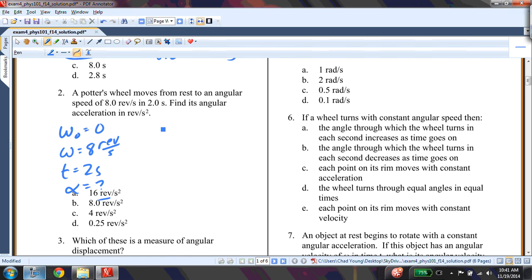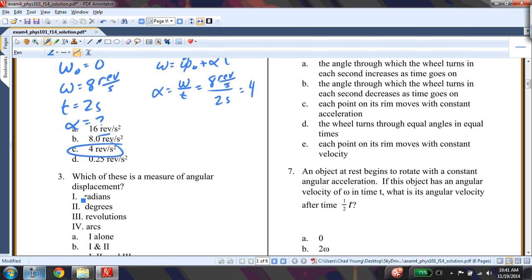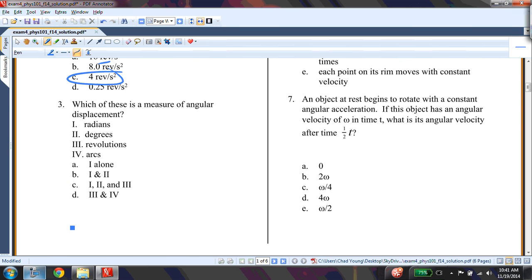I know that omega equals omega naught plus alpha t. So alpha, since this is 0, alpha is just omega over t. That's 8 revolutions per second over my time, which is 2 seconds, that's 4 revolutions per second squared. That's C.